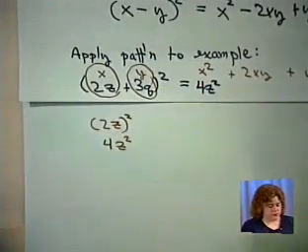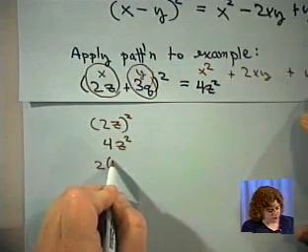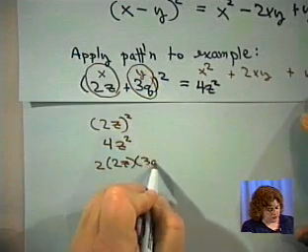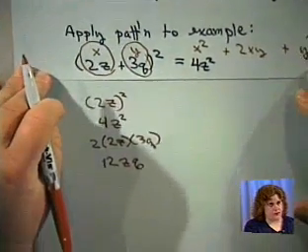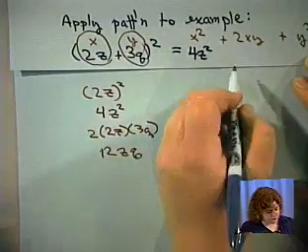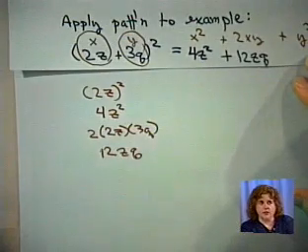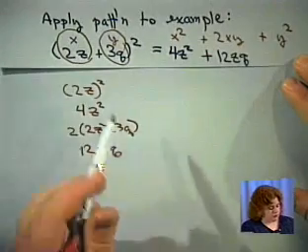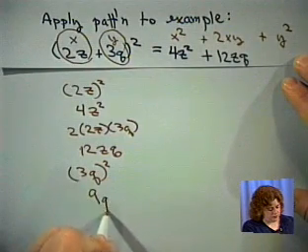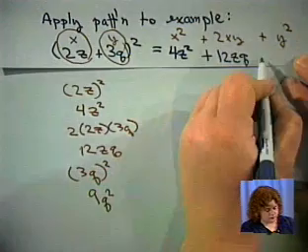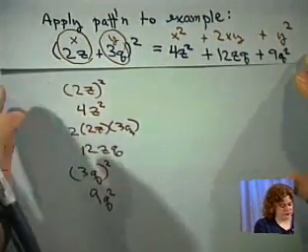We need to figure out what 2xy is, or 2 times the first times the last in here. So we'll have 2 times the 2z times the 3q. 4 times 3 is 12 zq. That goes under the 2xy in our pattern. And then finally, for the y squared piece of our pattern, we're going to look at the 3q and square that, and we'll get a 9 times q squared. And that's our answer.